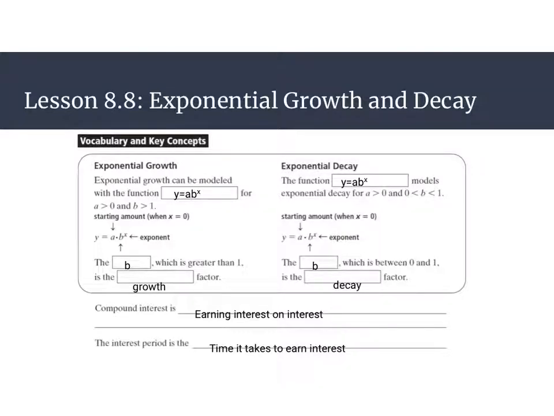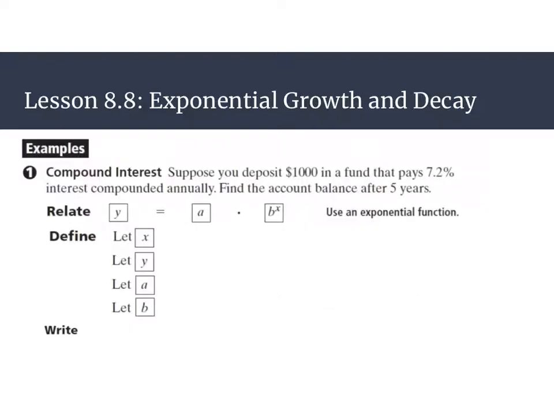In our first example, we have $1,000 we're going to deposit in a fund that pays 7.2% interest compounded annually. So it's going to be compounded at the end of each year, and we want to find the account balance after 5 years. To set this up, we let x be the number of times it's compounded, which in this case is 5 in 5 years. y is the end value, and a is our initial value.